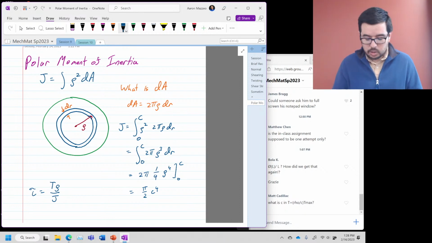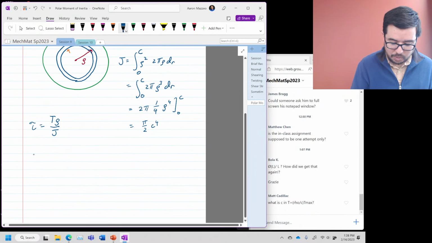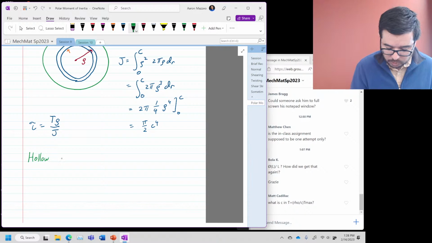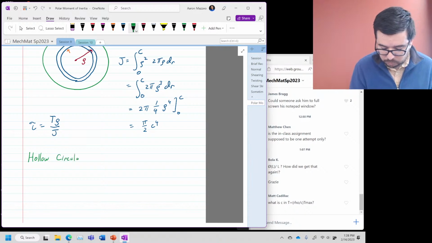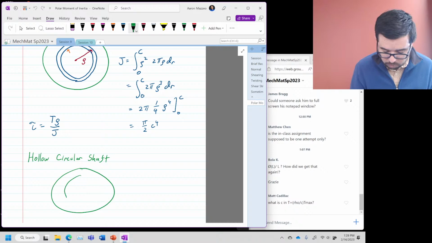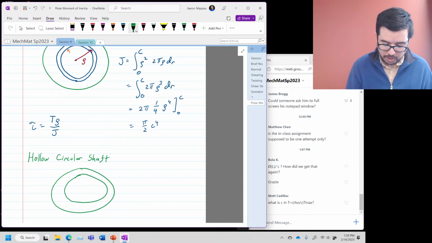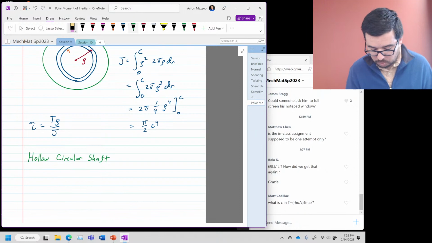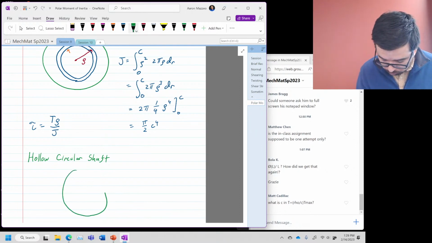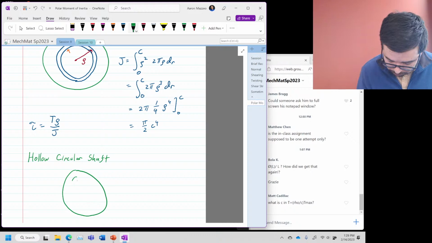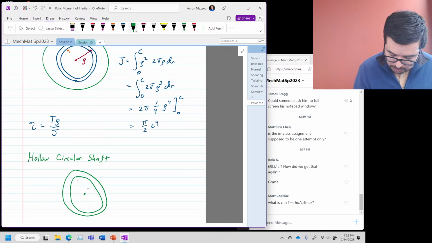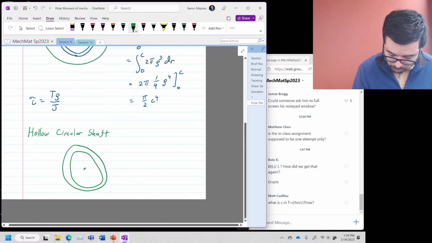So if you have a hollow circular shaft, what does that look like? That looks something like, that's really bad. That's too bad. Well, that's not much better. Oh, I should have kept the first one. Anyway, it's at the bottom of the page, which is hard to write.